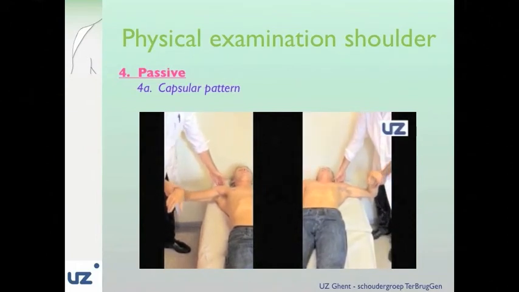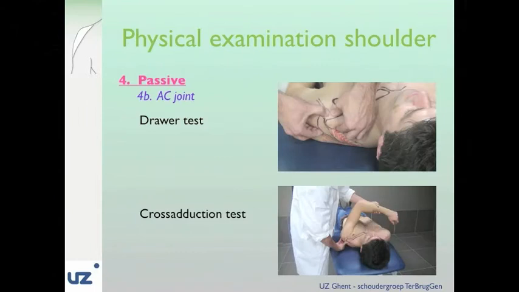Next, also the passive motion of the AC joint is checked. To perform the Drawer test, first the acromion needs to be stabilized. Next, the clavicle is fixed between the two fingers of the other hand and an anteroposterior motion is induced. This test is evaluating the pain and the laxity of the joint.